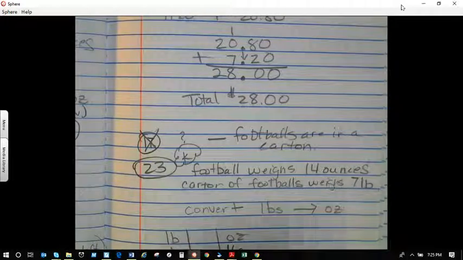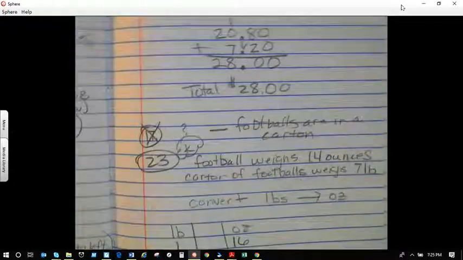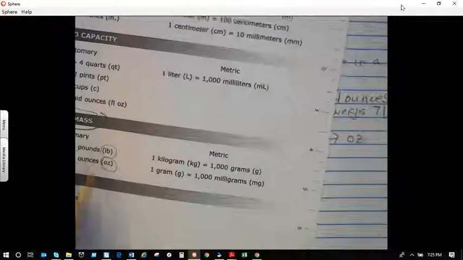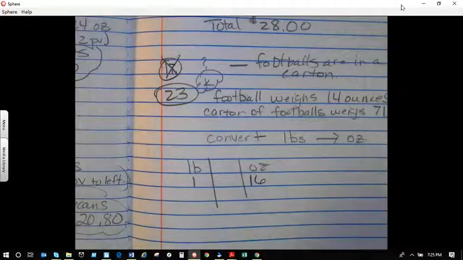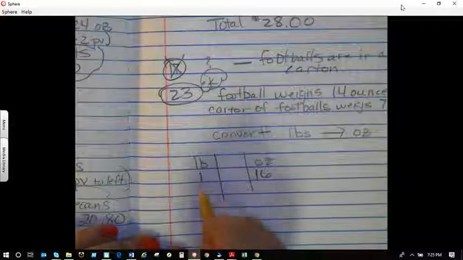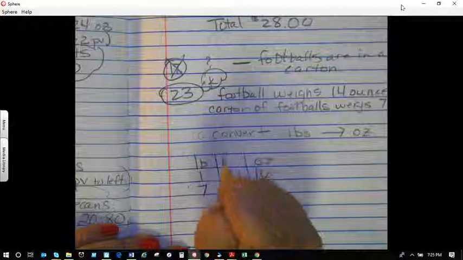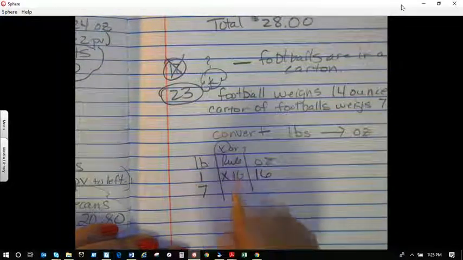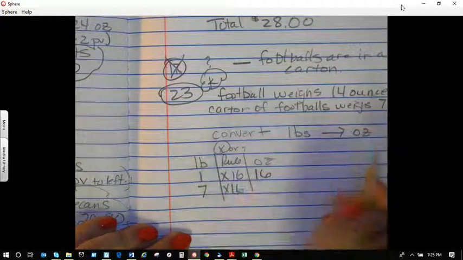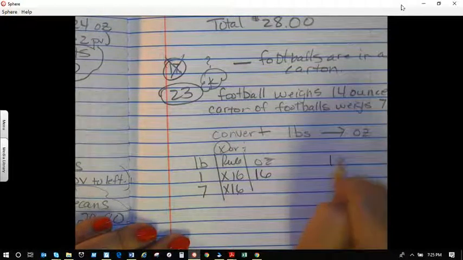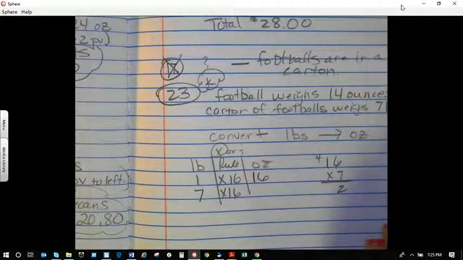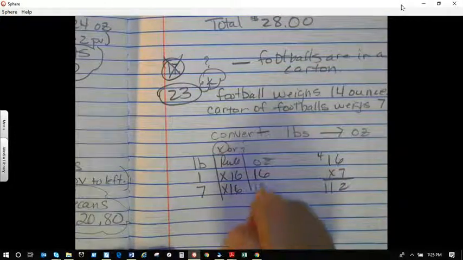If you don't remember that, okay, I go to my table over here. 1 pound is equal to 16 ounces. Well, this was 7 pounds. My rule is to multiply or divide. I'm going to multiply by 16. So 7 times 16 equals what? So I'm going to multiply this out. 7 times 6 is 42. 7 times 1 is 7. Plus 4 is 11. So that's 112 ounces.